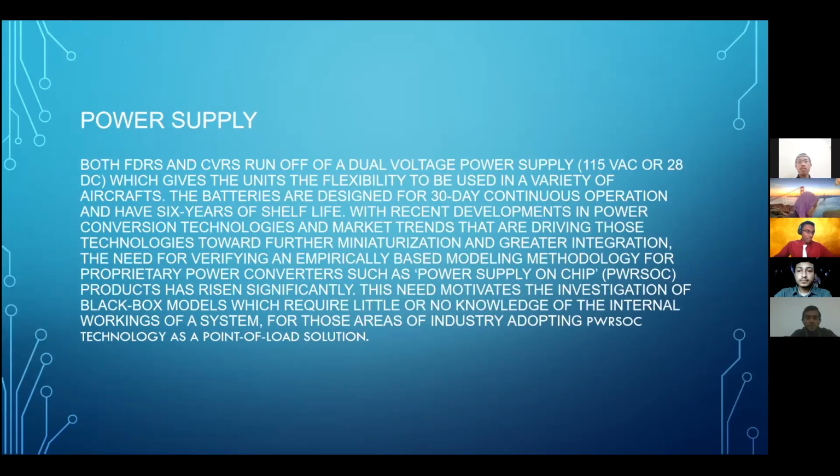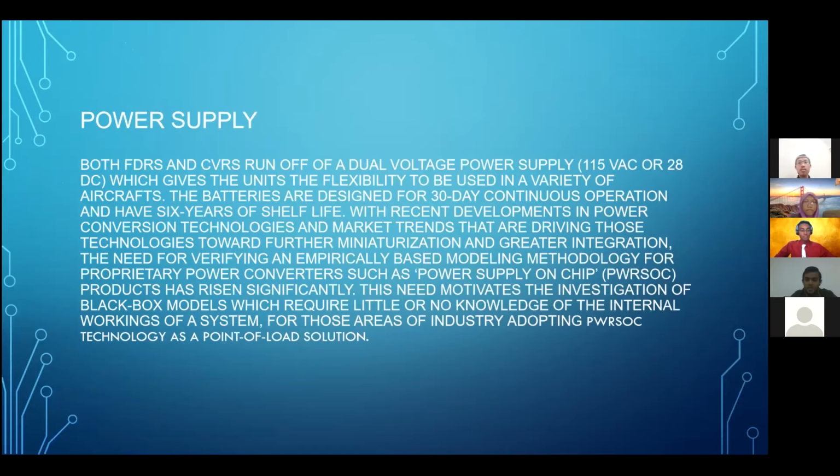The first one is power supply. Both FDRs and CVRs run off a dual voltage power supply, which gives the unit the flexibility to be used in a variety of aircraft. The batteries have 6 years of shelf life, with recent developments in power conversion technologies and market trends driving those technologies toward further miniaturization and greater integration.